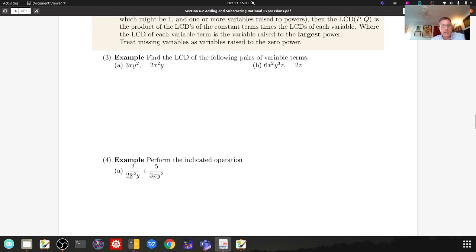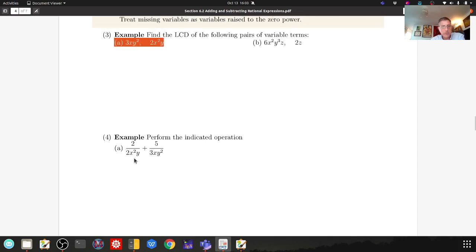So our goal is to add 2 over 2x squared y plus 5 over 3xy squared. So we're not going to do b. We're just going to do 2x squared y, 3xy squared. We're just going to do a. And what I find in a, I'm going to use to add. We're not solving for anything, but to add these two rational expressions. So here we go.